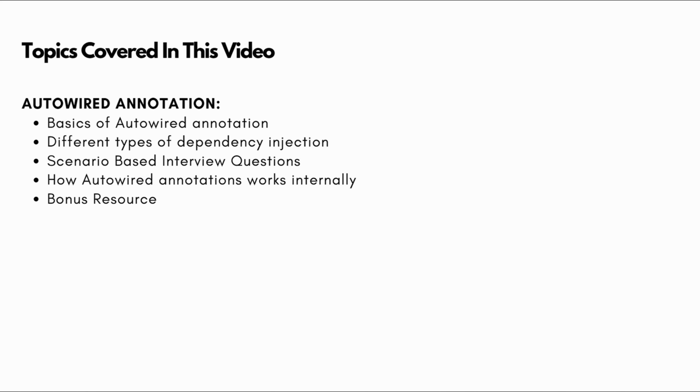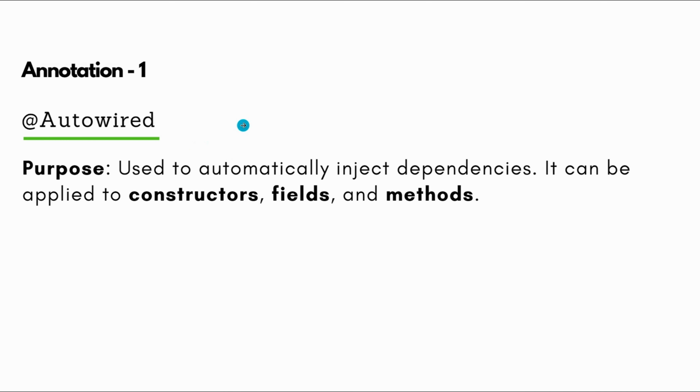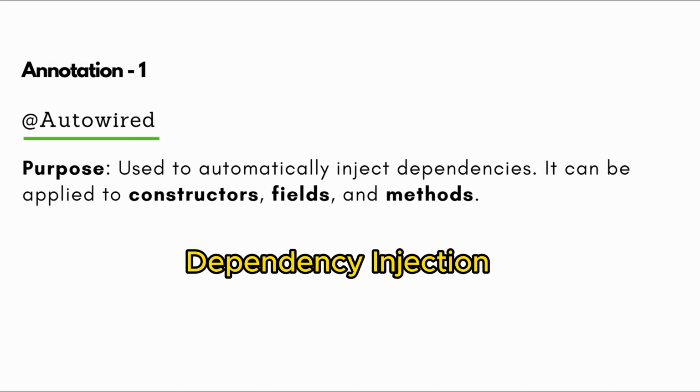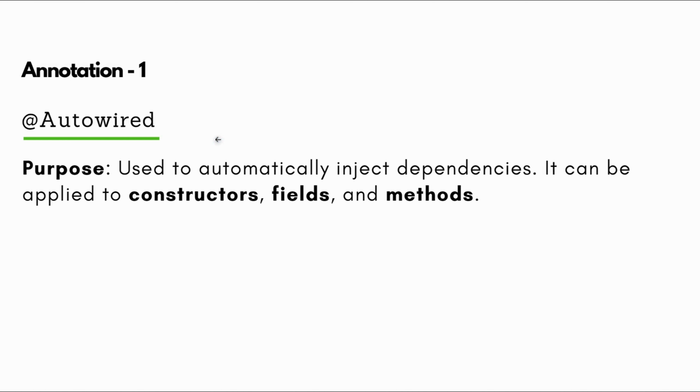So let's start with the Autowired annotation. The first very basic theory about the Autowired annotation is that this is the most important annotation in a Spring Boot application. If you are checking any Spring Boot application, the one thing you will notice is the Autowired annotation. And why is this important? Because the main feature of Spring Boot is dependency injection, and this annotation is serving that feature. So when you want to inject a dependency in a class, then we use the Autowired annotation.